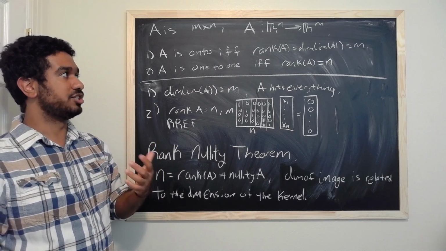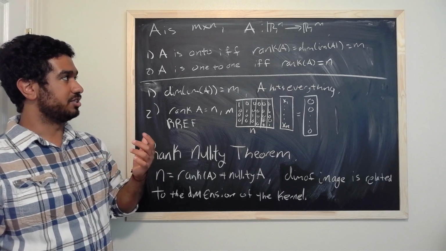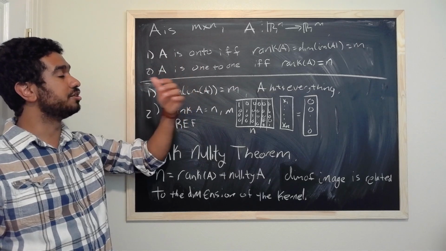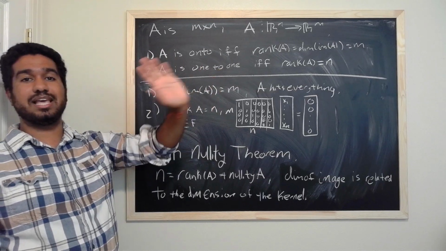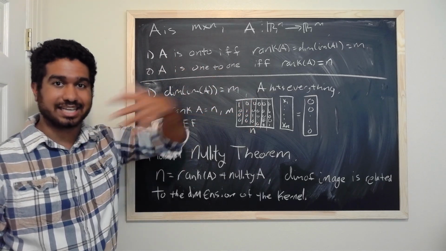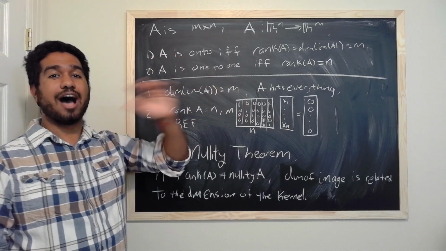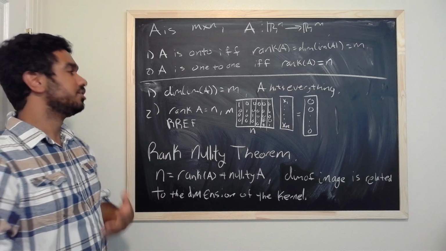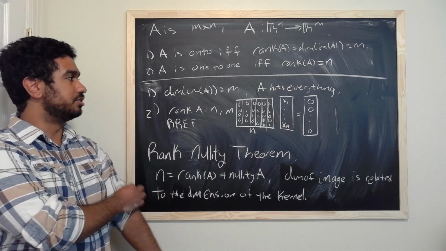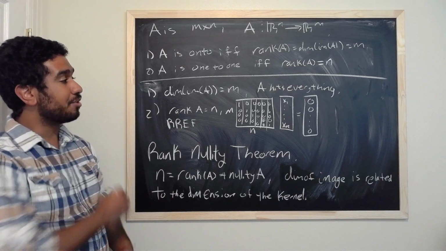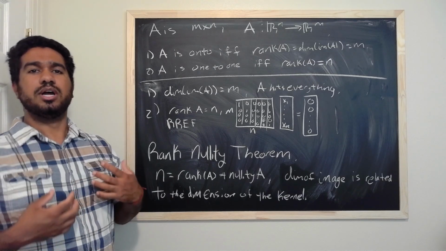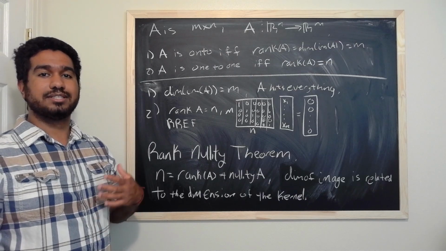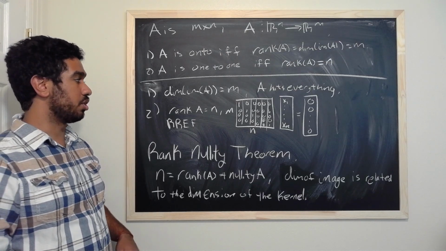Alternatively, if our function is onto, we're hitting everything in the output space. So we're hitting the entire output. The output has dimension m, so the image has dimension m. So the first statement is not too complicated to prove. The second requires appealing back to matrix transformations being another representation of homogeneous systems of linear equations.